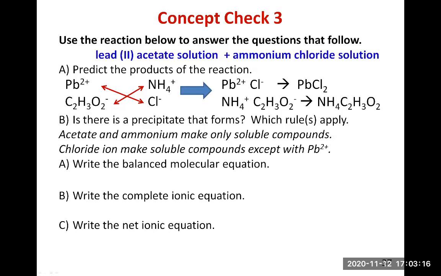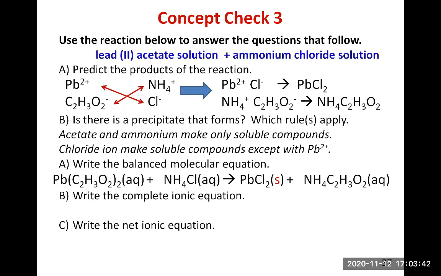So write the balanced molecular equation now. We have our product formulas, but we do not have the reactant formulas. Here, lead 2 acetate will have one Pb2+ with 2 positive charges, and the acetate has 1 negative charge. So you need 2 acetate per Pb to make it a neutral formula. That's going to be Pb(C2H3O2)2, so 2 acetate per lead. That's a solution, so it's aqueous.